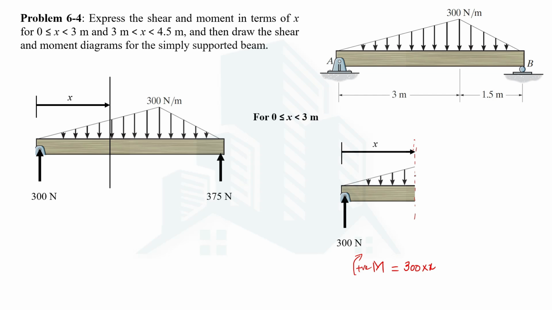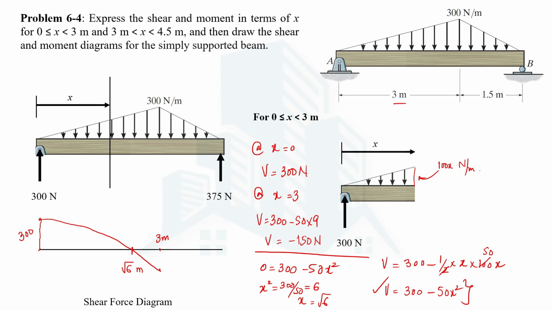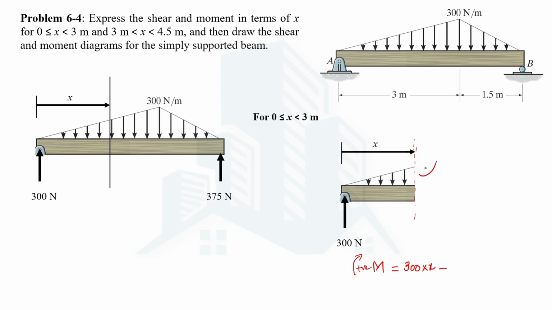How about the others? There is a triangular force and its direction is downward, so it will be negative. But how are we going to calculate this? Previously we calculated that over here we have 100x Newton per meter. So this triangular force will be calculated as 100x, the vertical side, multiplied by the horizontal side x, which is whole divided by 2.